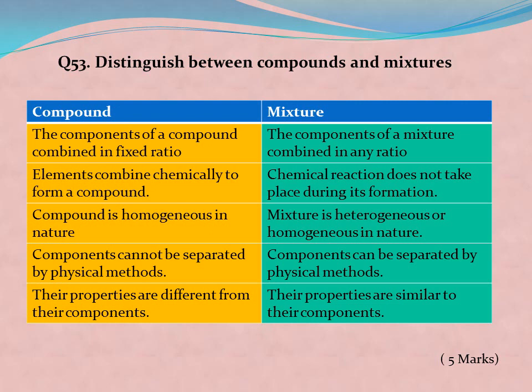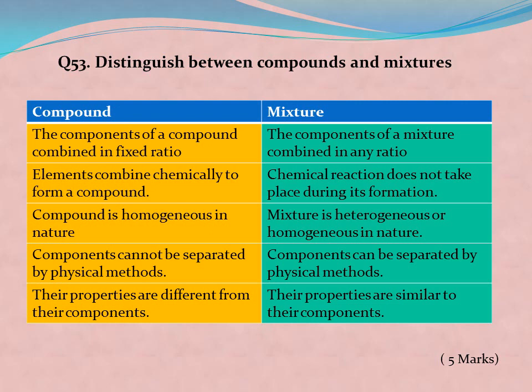Question number 53. Distinguish between compounds and mixtures. Compounds. The components of a compound combine in fixed ratio. Mixture. The components of a mixture combined in any ratio. Elements combine chemically to form a compound. In mixture, chemical reaction does not take place during its formation. Compound is homogeneous in nature. Mixture is heterogeneous or homogeneous in nature.